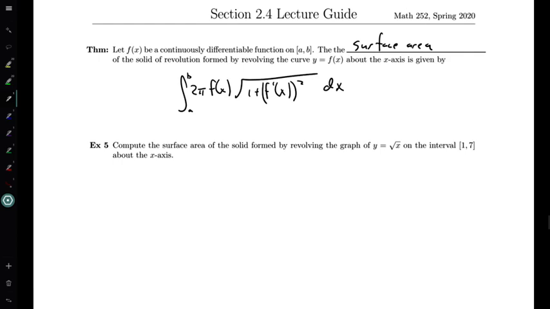Now that we have a general formula for computing the surface area of solids of revolution, we want to look at an example of how to actually do this.